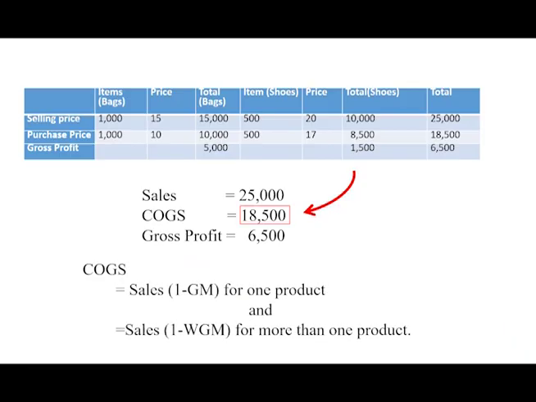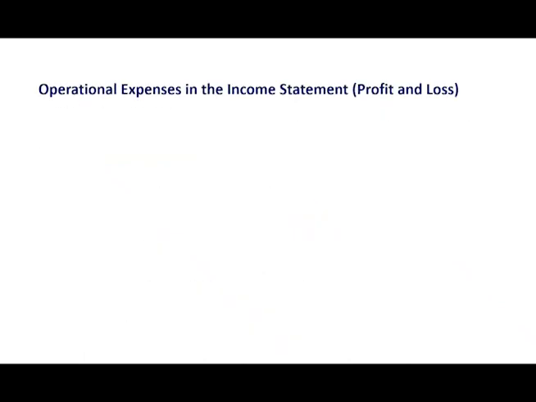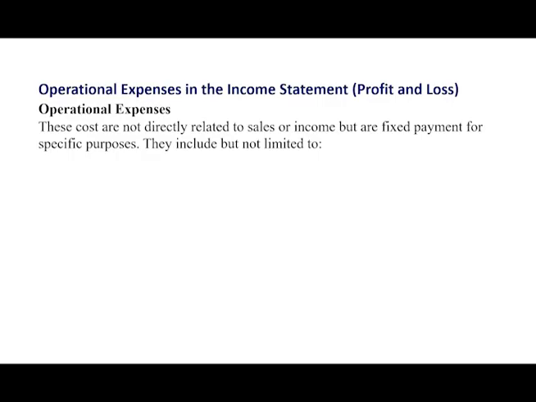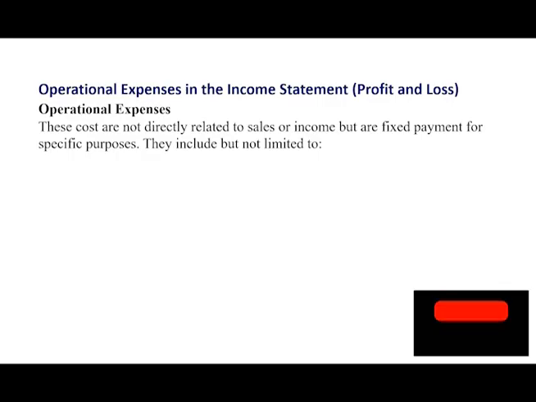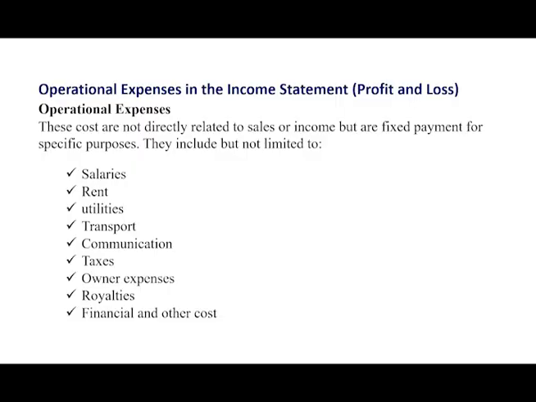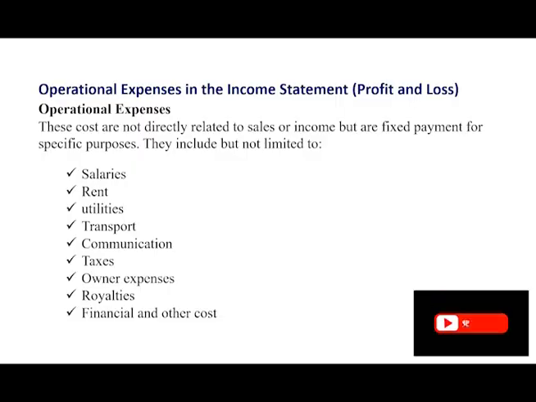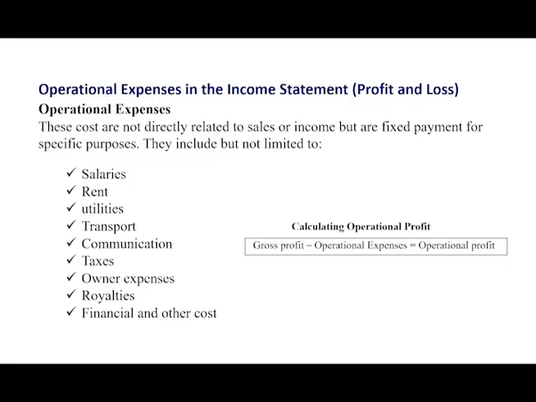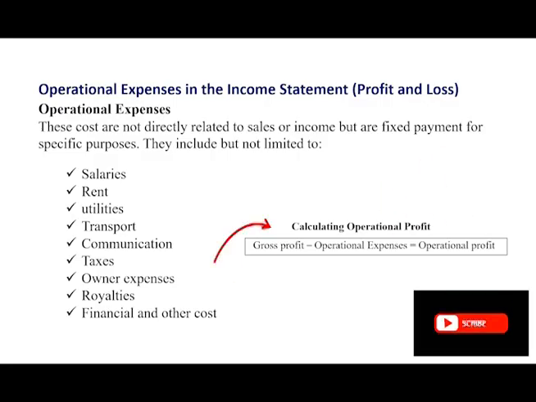Having understood how the cost of goods works, we move on to the operational expenses and the profit and loss. Let's look at the items in the operational expenses. But first, what are operational expenses? These costs are not directly related to sales or income but are fixed payments for specific purposes. They include but are not limited to salaries, rent, utilities, transportation, communication, taxes, owner expenses, royalties, financial and other costs. Remember, in calculating operational profit we use gross profit minus operational cost, which equals operational profit.